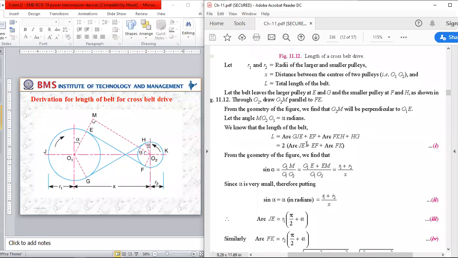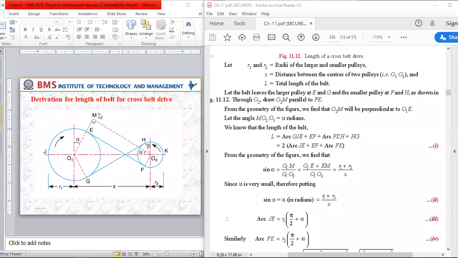So first you should know all the lengths of these values. So how to calculate the arc JE length? Before going to that, as we did in the same case, sin alpha is equal to O1M by O1 O2.